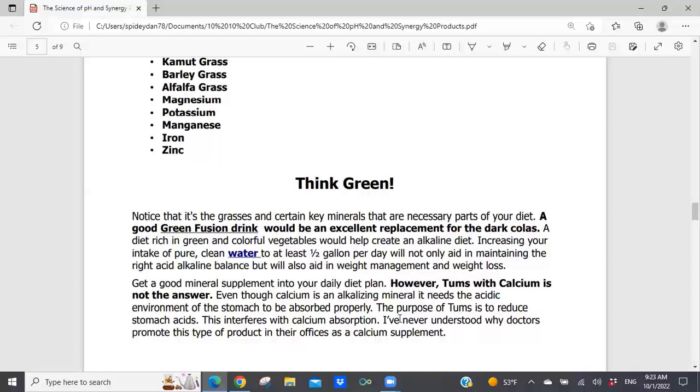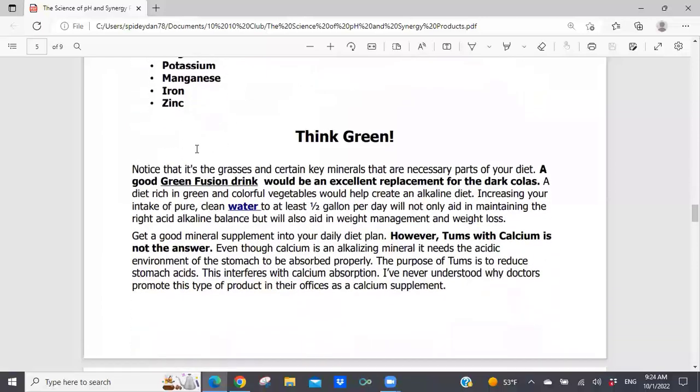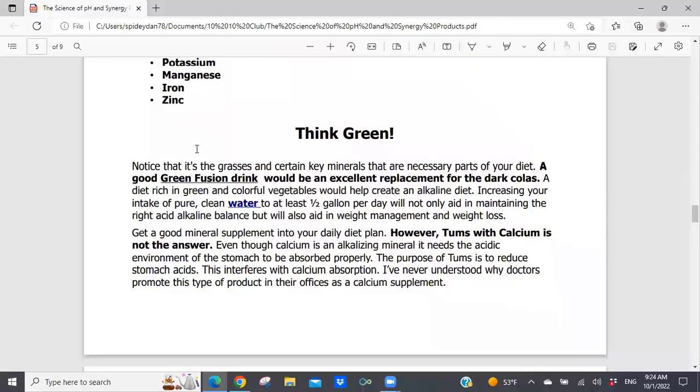Some people from a medical standpoint will look at Tums because it's got calcium in it. And calcium, as you can see up here at the top, is the second one that you could consume that would have the greatest impact on helping to move an acidic environment back towards neutral and maintain a slightly alkaline balance. Well, the problem with Tums is Tums affects the stomach acidity.